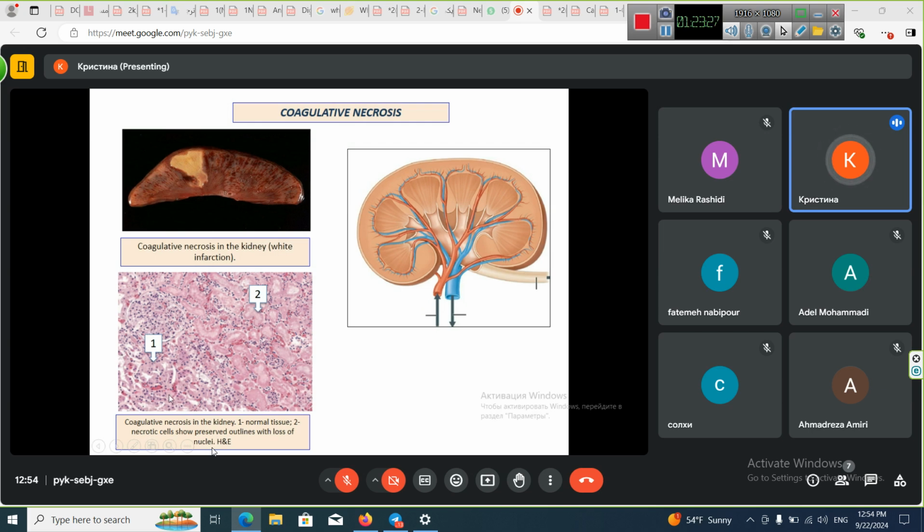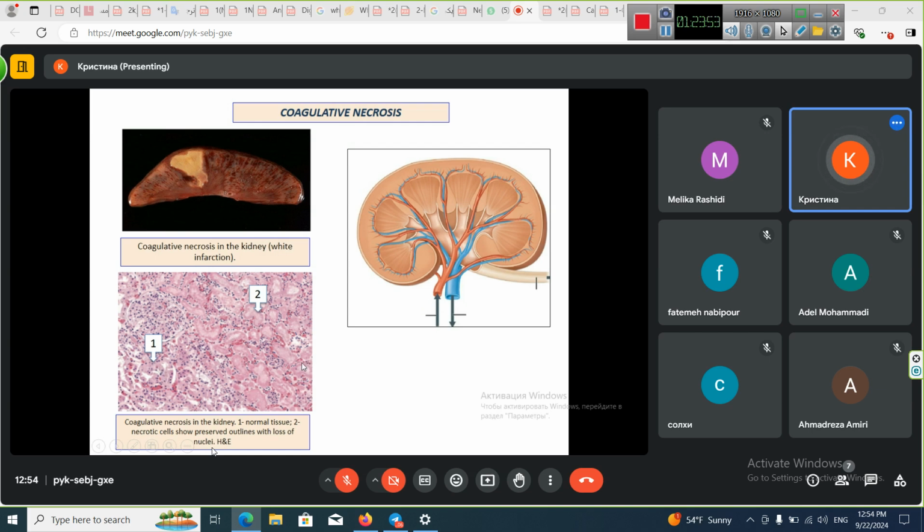of the kidney. Number one shows us the normal tissue. Here you see the cells of nephrons of the kidney. We see the borders of the cells, their cytoplasm is eosinophilic, and the major feature, we see cell nuclei. It's the major feature of the cells which are alive, the presence of normal cell nuclei.